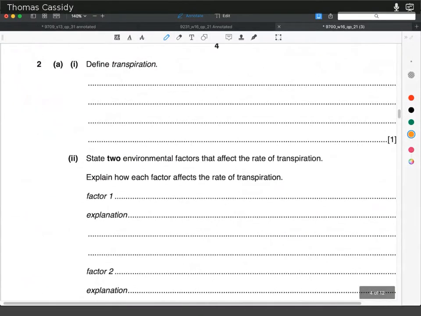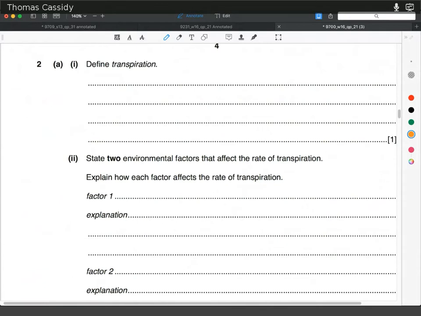So question 2 starts off with a 1 mark: define transpiration. Again, they give you lots of space, either to make you think you need to write more, or maybe just for people with big handwriting, who knows.